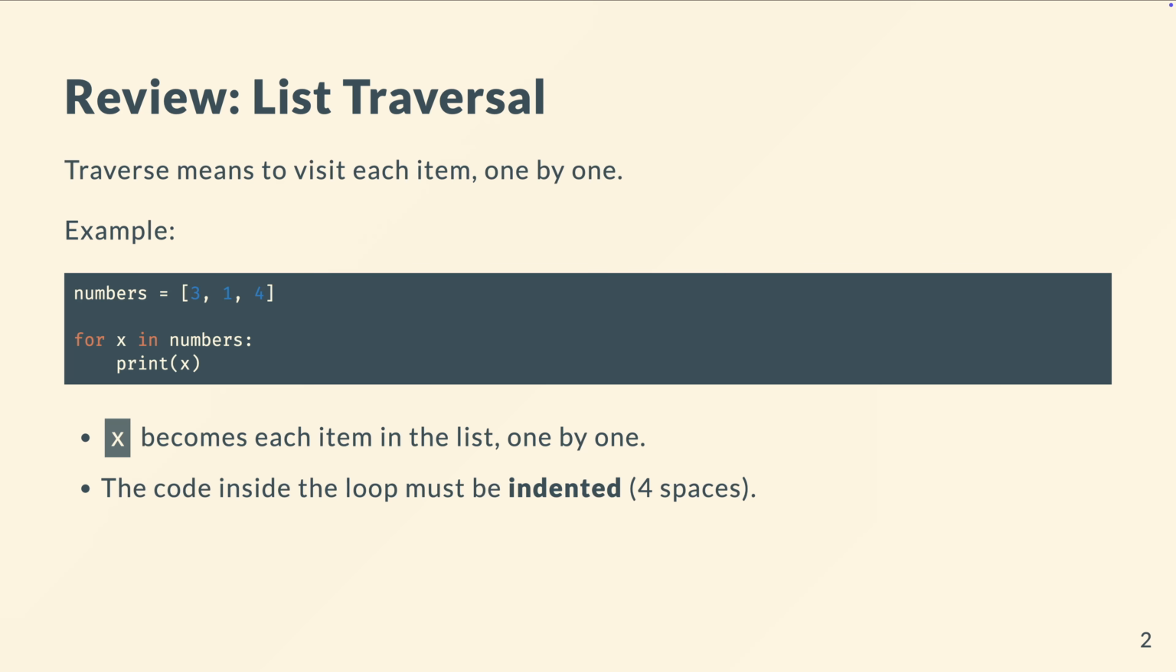Inside the loop, we print x. Very important, the print line must be indented, usually 4 spaces. Indentation tells Python that this line is inside the loop, so it runs once for each item.